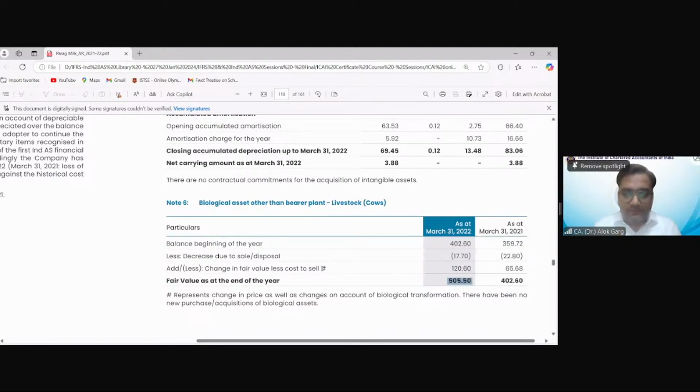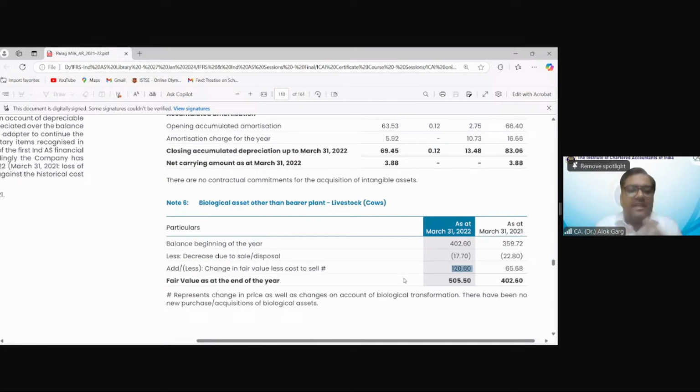So if you see this 12 crore, it is written that it represents change in price as well as changes on account of biological transformation. There have been no new purchases or acquisition of biological asset. You can see the value of biological asset has increased by 12 crore, right? But there are no new purchases. Either there are newly born cows, newly born calves, or there is a change in the price, or changes on account of biological transformation.